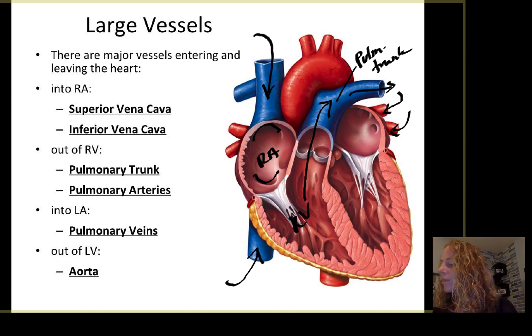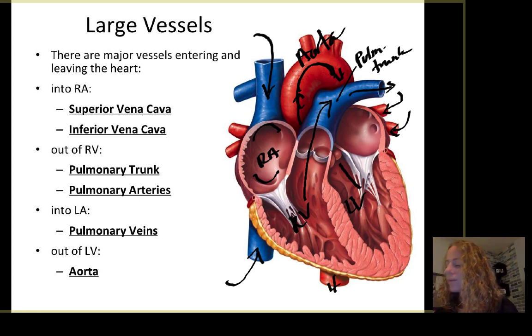From there, the left ventricle is going to pump blood out of this large vessel, which is the aorta. The aorta has an ascending portion, an arch, a descending portion, and then we'll move down through the thoracic cavity to have a thoracic aorta, and then down through the abdominal cavity to form the abdominal aorta.